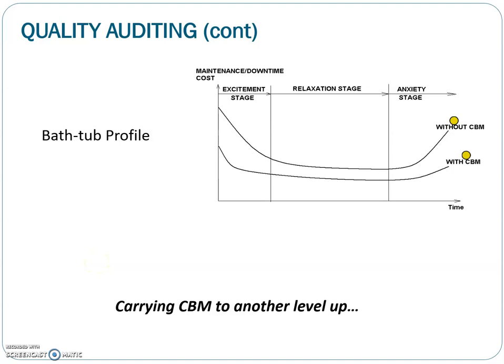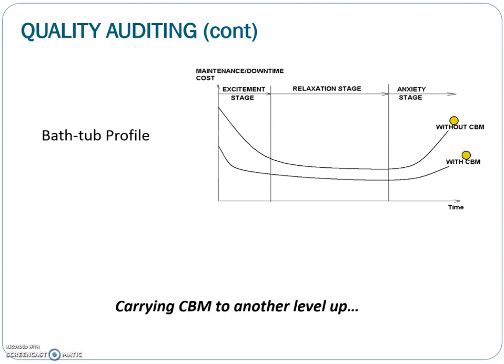So, what is quality auditing? Basically, it carries the existing CBM scheme to another level up. Look at the bathtub profile. Without CBM, usually the maintenance cost and downtime cost are high during the assignment stage, relaxation stage, and anxiety stage. This is because the conditions of the machines cannot be predicted and involve higher costs when a sudden machine breakdown happens.